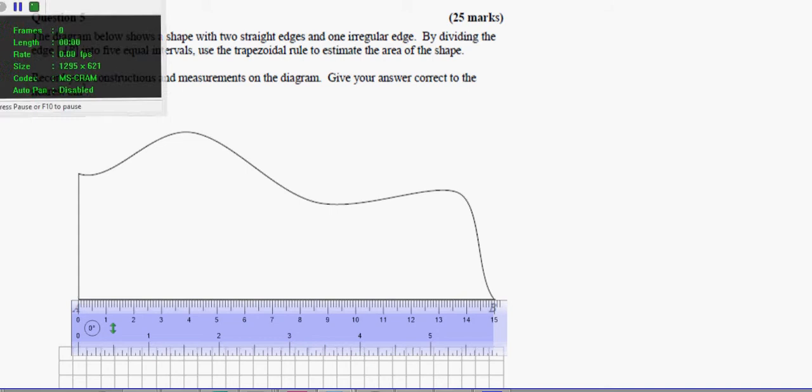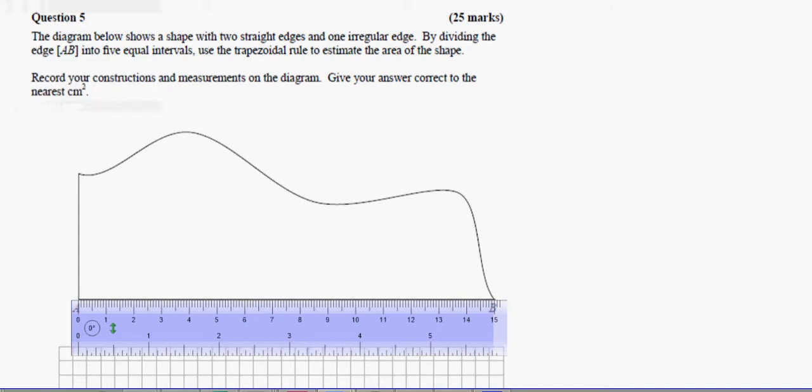So this is a 2014 sample paper, question 5. Okay, so both sample papers are the same. The diagram below shows a shape with two straight edges and one irregular edge. Irregular means this side here, and the two straight edges are this one here and this one here.